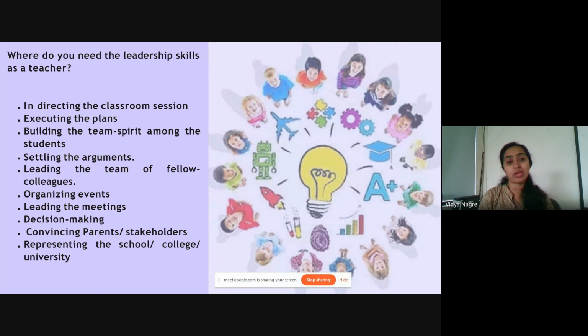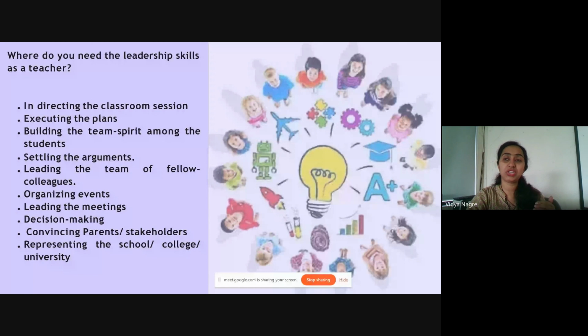Leading the team of fellow colleagues. Here also you need leadership skill. Now, it is not necessary that you are a junior teacher and you always have to just go and attend meetings. Definitely some task is going to befall on you. Like, this is an event, organize it with the help of some other people maybe, or let's say organizing or arranging for the examination, assessment, or some field visit, industrial visit, tour, or something like that. Execution of certain plans or government policies in your teaching or in your classes also. All these are places where you will need leadership skill.